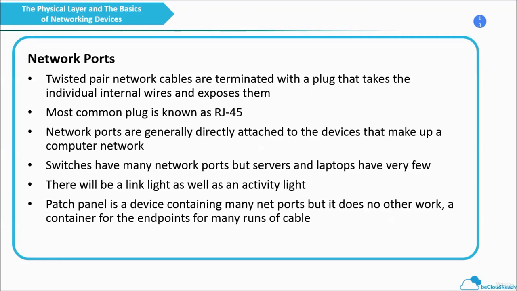Network ports will always have a link light, as well as an activity light, or at least one light that combines these two. The link light will only light up when there is a connection link established, and an activity light will light up whenever anything is being sent or received. A patch panel is a device containing many network ports, but it does no other work. A container for the endpoints for many runs of cables. You can think of it as a container that has a bunch of network ports.